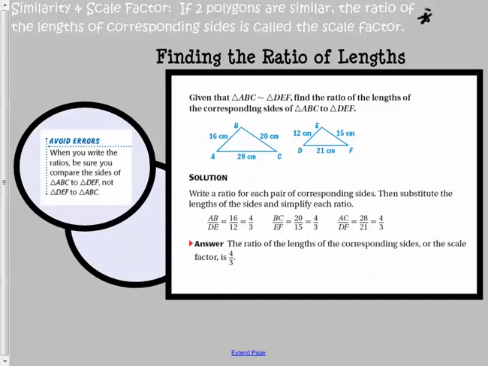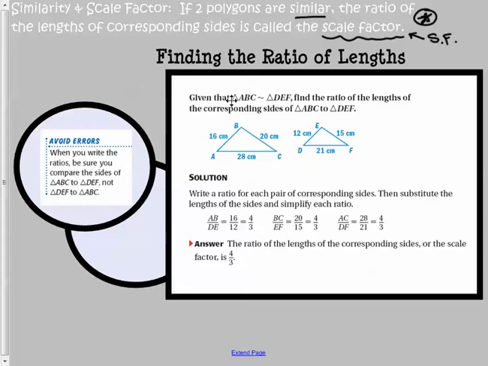Please write this in your notebook. We're talking about similarity and scale factor. If two polygons are similar, the ratio of their lengths of corresponding sides is called scale factor. Okay, write that down. We abbreviate scale factor SF.